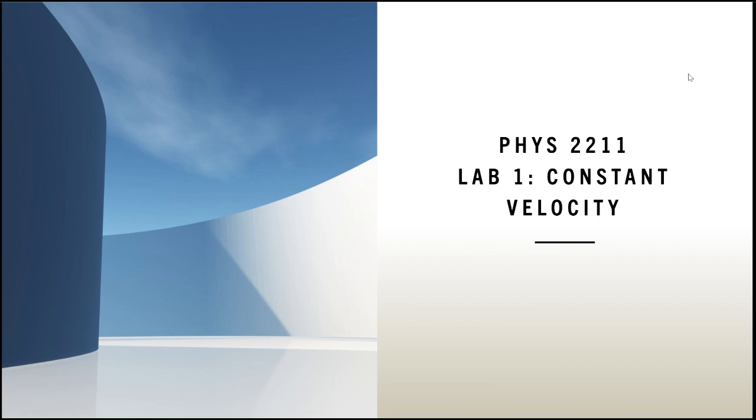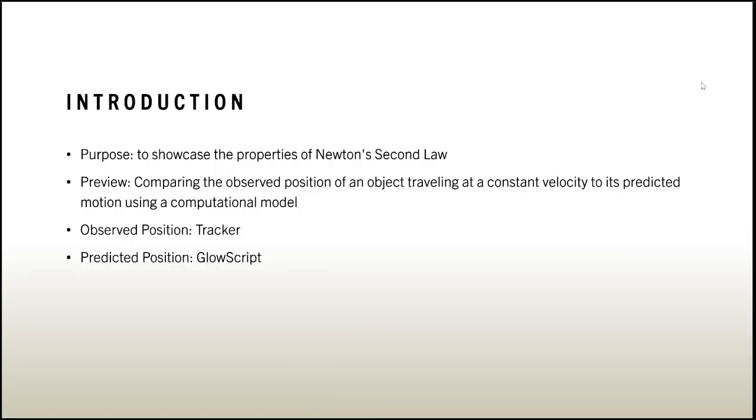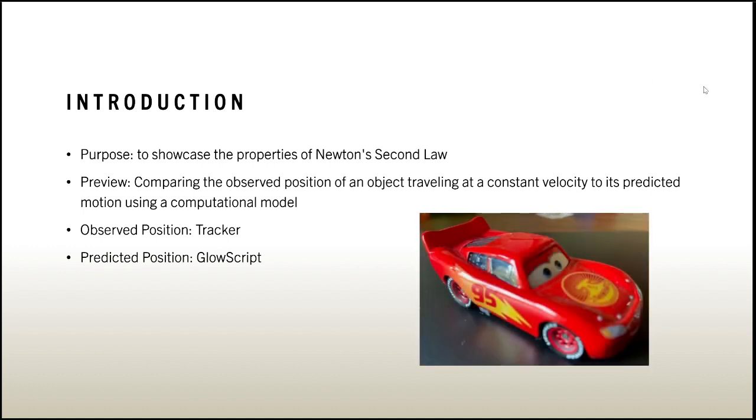Physics 2211, Lab 1, Constant Velocity. Let's go. So, the purpose of this lab is to showcase the properties of Newton's second law. We will be comparing the observed position of an object traveling at constant velocity using the tracker software to its predicted motion using a computational model called GlowScript. And obviously the object of choice is Lightning McQueen.